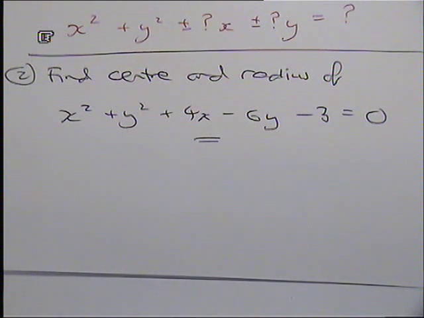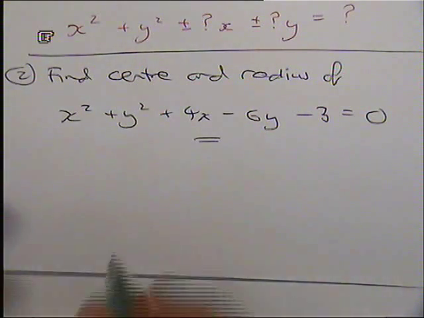So if we're going to find the centre and the radius of this one, we need it in its bracketed form. What do you think would be a good thing to do first of all? Add the 3 to the other side. Okay, we could do that. What else might be useful? Just in the way it's written down. Group the y's and group the x's, yeah, okay.